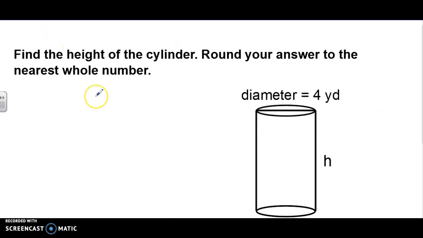Now this problem here, it's very similar. The main difference that you might notice right away is they're giving us the diameter, not the radius. So if you remember the volume of cylinders, it's pi r squared times h.